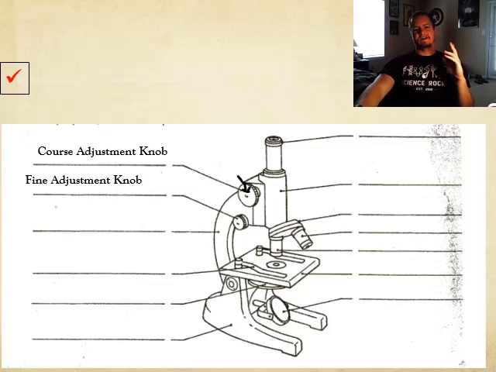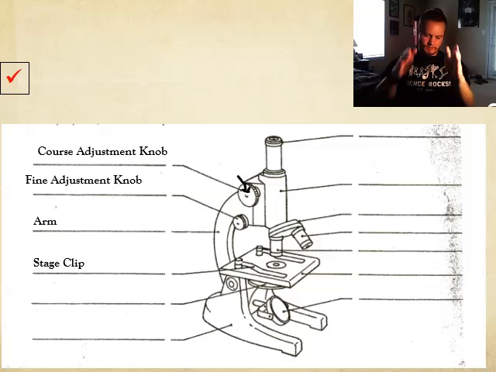We've also got the fine adjustment knob. Now, the fine adjustment knob is going to be the smaller of the two knobs. We also have the arm. The arm can be used to hang onto the microscope when you're moving it. It also connects the body tube to the base, as well as the stage. We have the stage clips. The stage clips are used to keep whatever you're looking at stationary.